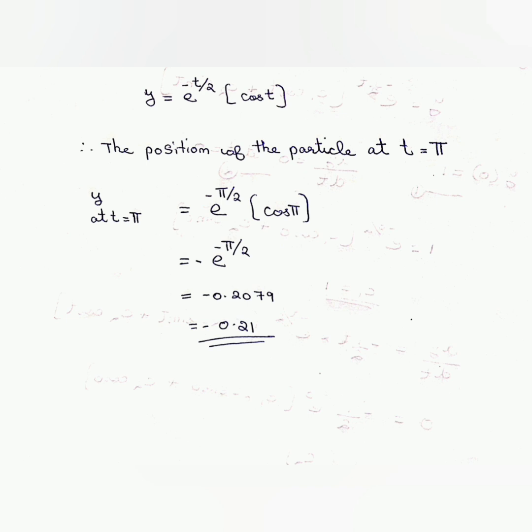Now substituting the value of c1 as 1 and c2 as 0, we get y = e^(-t/2) cos t. Therefore, the position of the particle at t = π is e^(-π/2) cos π. The value of cos π is -1. Therefore, -e^(-π/2). By calculating in the calculator, we get -0.2079. Rounding to 2 decimal places, -0.21.